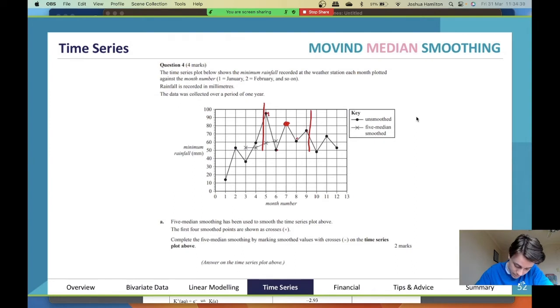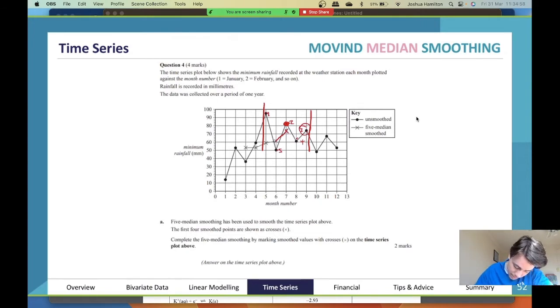This is at the top. This is next. This is next. This is next. This is next. So what's my median? My median is the 3. So this data point here is going to fall there according to median smoothing. So that's where my next one would be. It actually wouldn't be a dot, it would be a little x. That's what they've used.